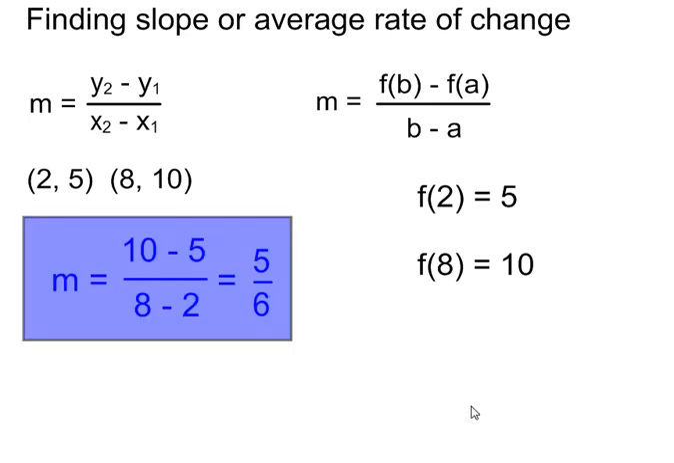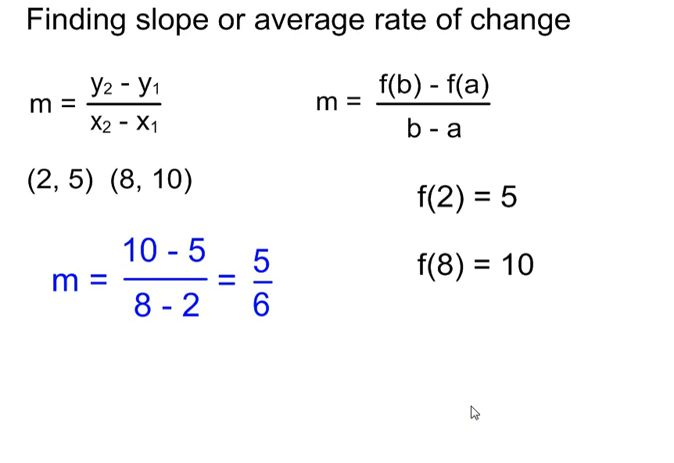What I have done here is set up the problem to solve for slope. Notice I use 10 first. If I use 10 first, I got to use 8 first on the bottom. Take 10 minus 5, which is 5. 8 minus 2, which is 6. Simplify the fraction if you can. This one cannot be. If it is an improper fraction, like for example 4 over 3, leave it as an improper fraction.